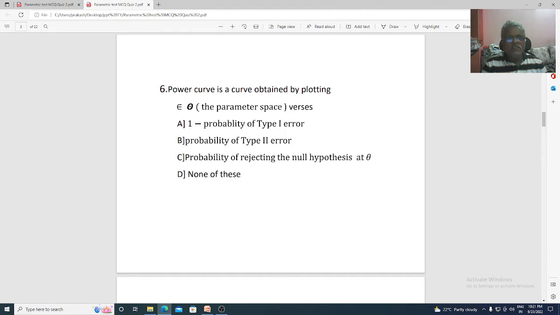Question 6. Power curve is a curve obtained by plotting script theta, the parametric space, versus option A, 1 minus probability of type 1 error, option B, probability of type 2 error, option C, probability of rejecting the null hypothesis at theta, and D, none of the above. The correct option is option C, probability of rejecting the null hypothesis at theta.